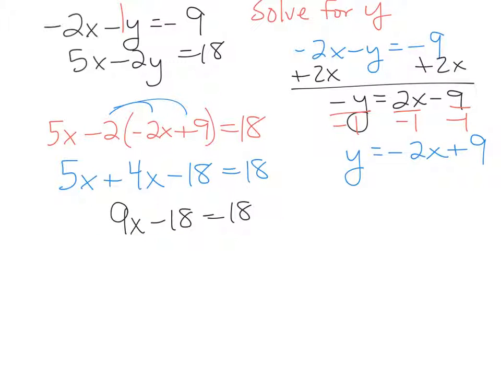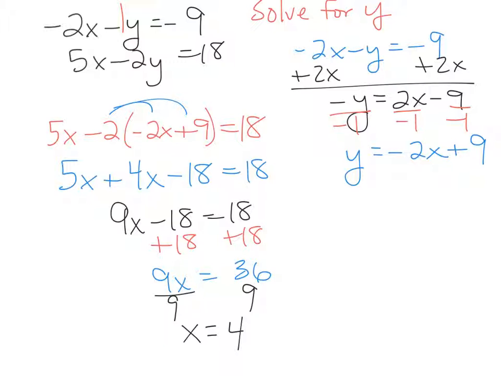You want to isolate the variable now, so we want to add 18 to both sides, which leaves us with 9x is equal to 36. Continue to isolate the variable, and I'm going to divide both sides by 9, and x is equal to 4.